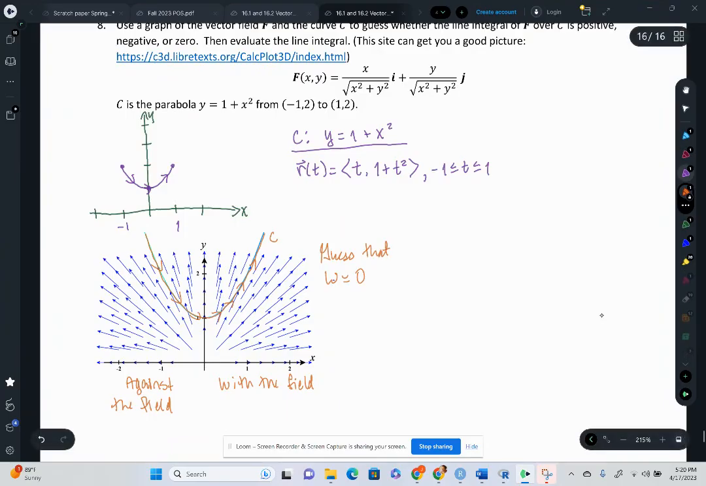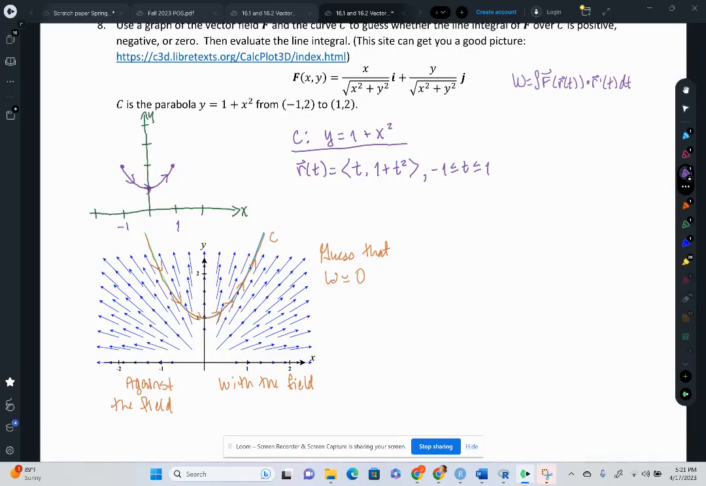Okay, so based on that, I already have my r of t, went ahead and found that so I could graph it. I need to find a few things. Remember that work is going to be the integral of f of r of t dotted with r prime of t dt. So we already have the r of t. We need r prime of t. It's going to be 1 and 2t.